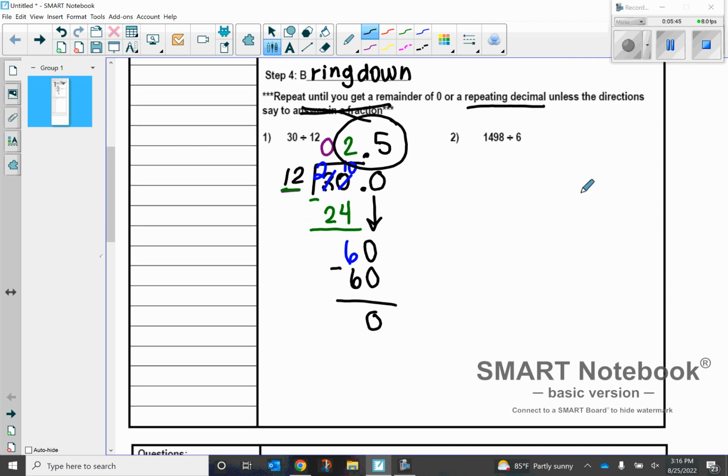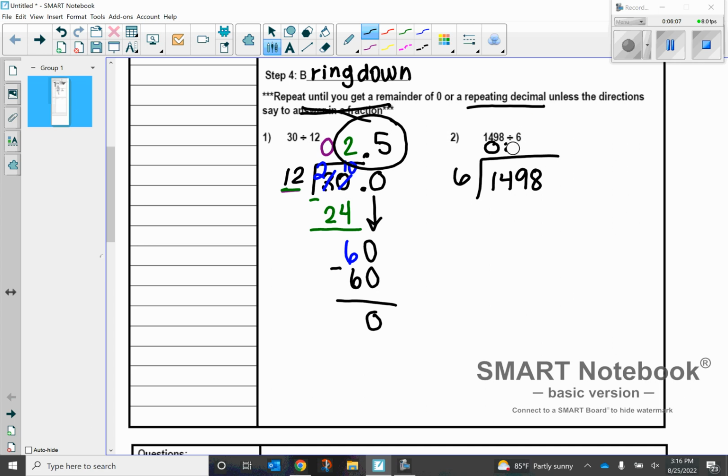Number 2, 1,498 divided by 6. Let's put that in the division box. 6 goes outside. Okay, start one digit by one digit. So 6 can fit into 1, 0 times. 6 can fit into 14, 2 times.